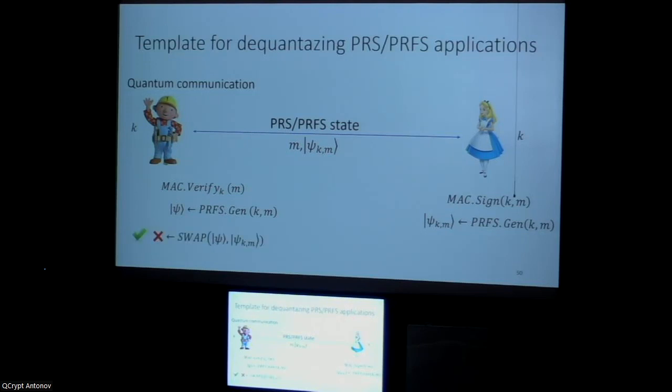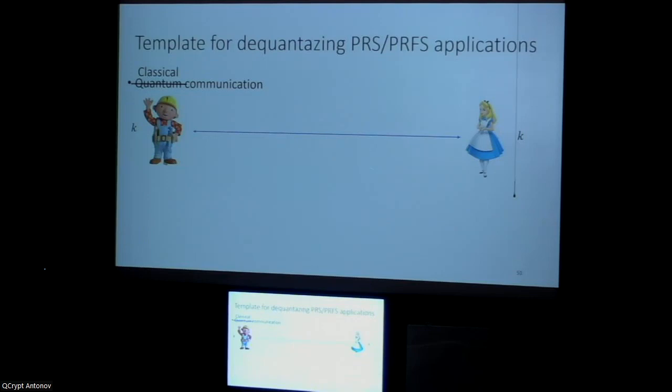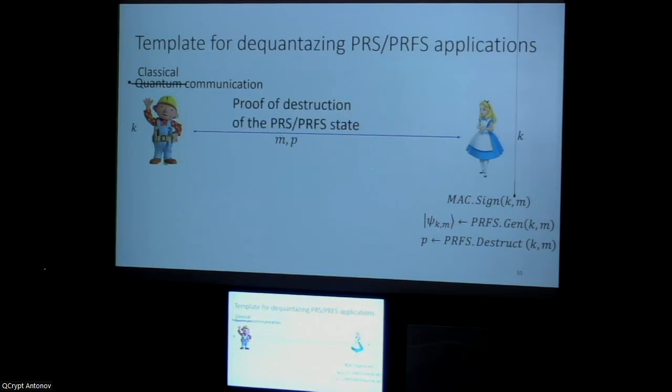Now, this is a very crude way of verification. Of course, you can make it much better. But the point is, this is what the scheme on a high level looks like. And you see the quantum communication part is because of this psi k m. So what we can do with proof of destruction is make this classical by doing the same process, but now Alice will not send the state itself as the tag, but she would destroy it using the destruct algorithm and send the proof of destruction. And once she sends it, Bob can verify using his secret key by just running the PRFSPD verification.